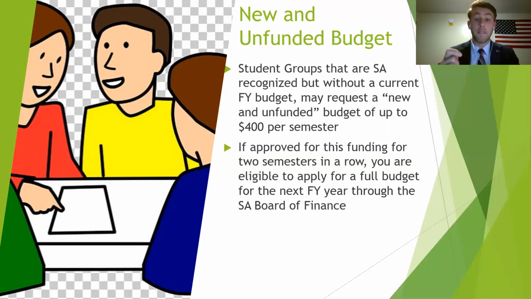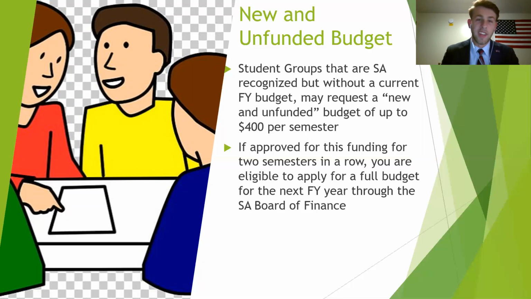And you can apply for your first budget for a semester, and it can be up to $400. Now, it doesn't have to be exactly $400. It could be $50 depending on what you're doing. Maybe you're just having a pizza party, or $100, $200, but you just can't go over $400. And if you request this funding and it's approved, and then you do it for the next direct semester right afterwards, you then become eligible to apply for a full-blown budget with no limitations.